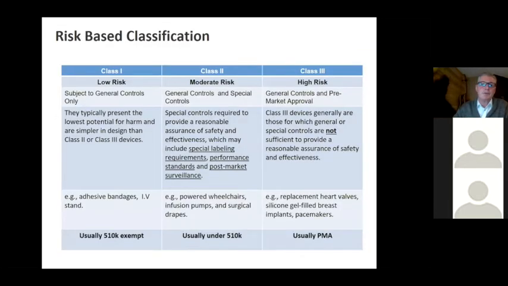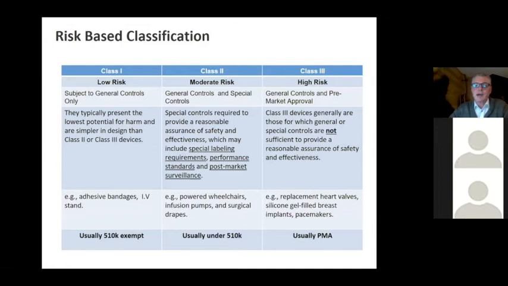A class 1 device is always, again, considered low risk. It's subject to general controls only, and that would include something such as an adhesive bandage, Band-Aid, an IV stand, and these are usually 510K exempt. Class 2 products are considered moderate risk, where general controls and special controls are put into play. This would include powered wheelchairs, infusion pumps, surgical drapes, and these usually fall under a 510K.